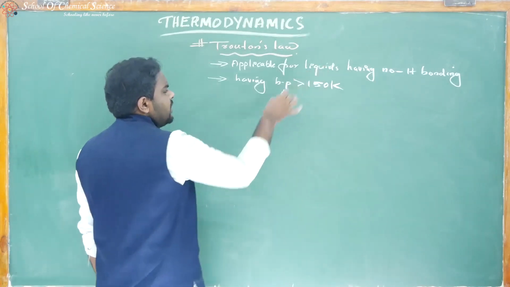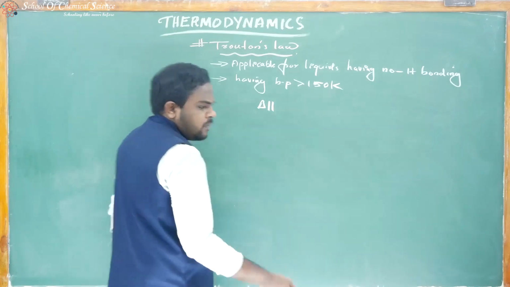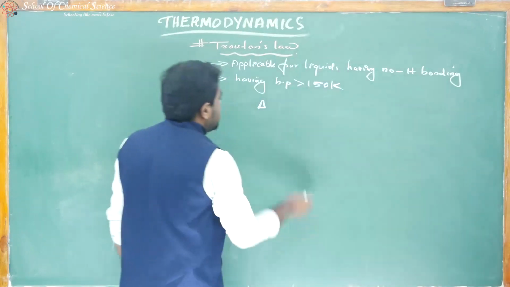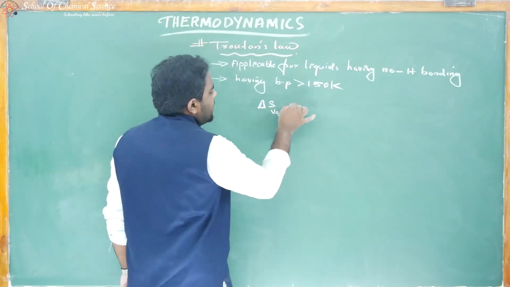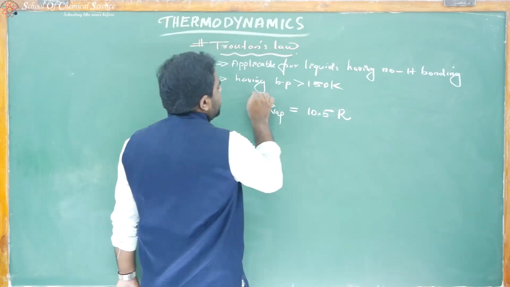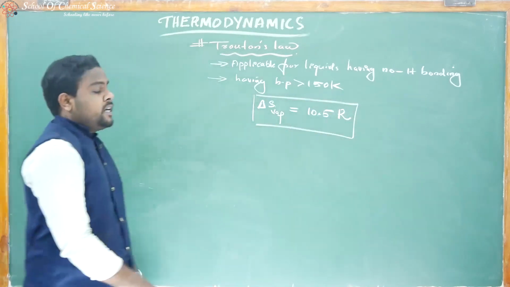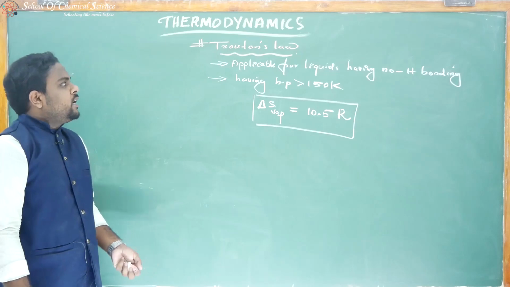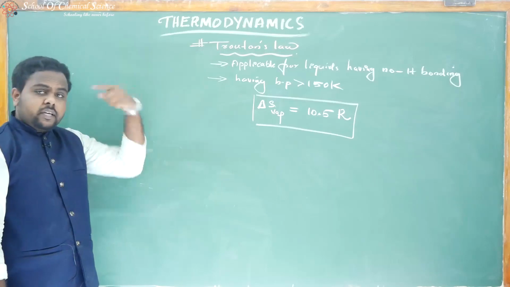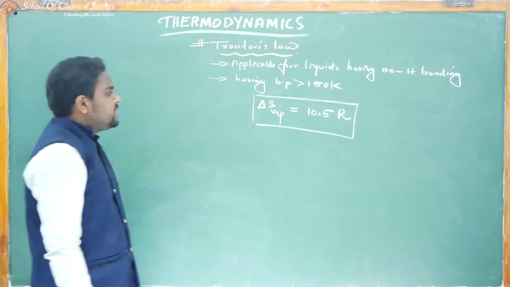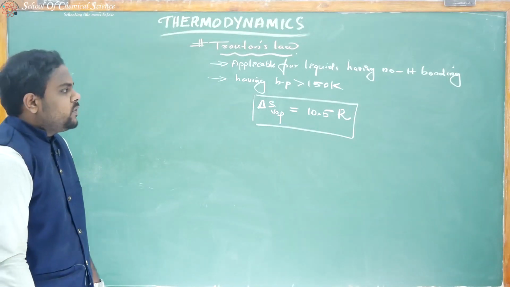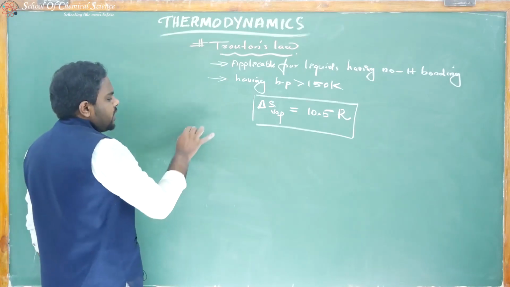In such liquids, the entropy change for vaporization, delta S vaporization, is given by the equation 10.5 into R. Only entropy change for vaporization. Okay, so Trouton's law is applicable for those liquids having no hydrogen bonding and having boiling point greater than 150 Kelvin. In such cases, the entropy change for vaporization is equal to 10.5 into R, where R is the universal gas constant.